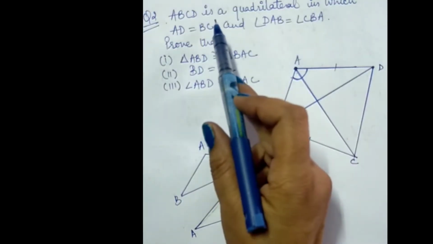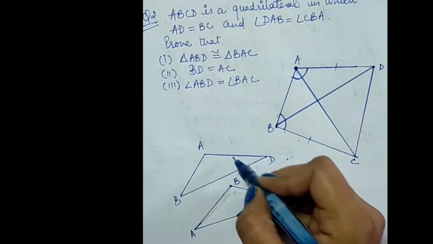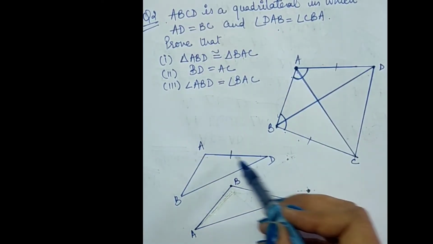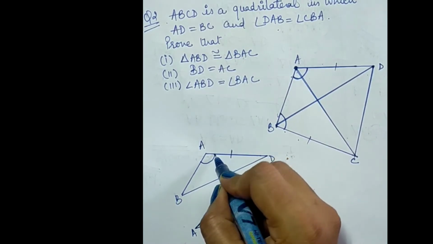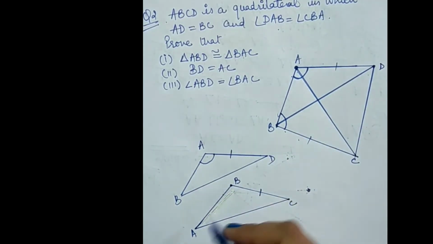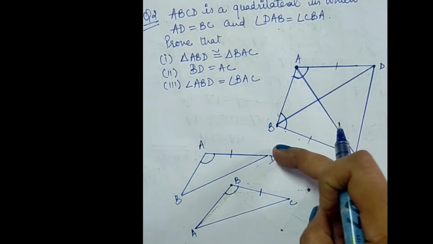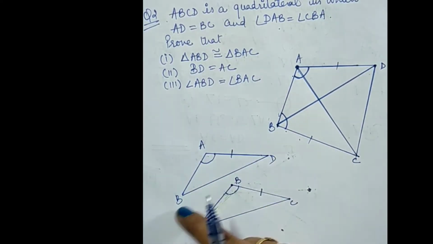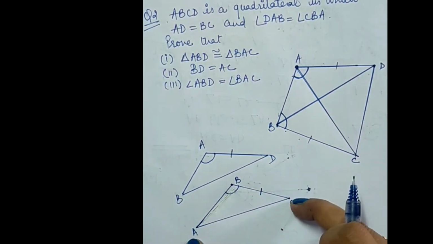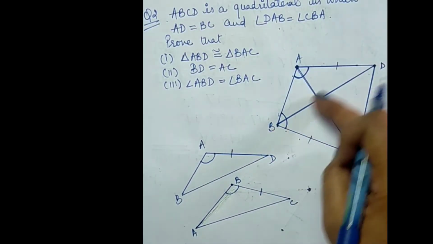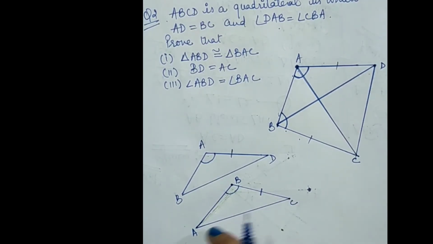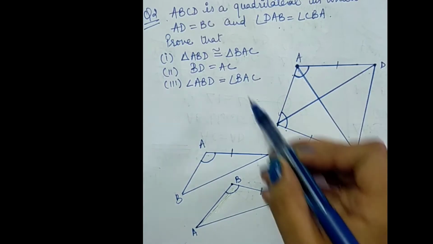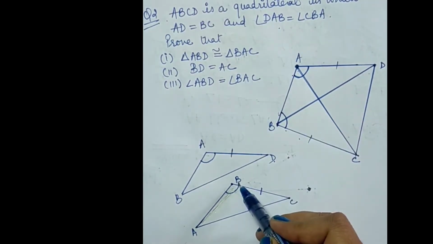So here what is given: AD is equal to BC, and angle DAB is this angle, and angle CBA. While segregating the figures, you have to take care to make the figure the same way. If you have made the first figure this way, then you have to make the second figure also this way, but name it accordingly. If you have written ABD, the other one will be BAC. B should be here, A should be here, C should be here.